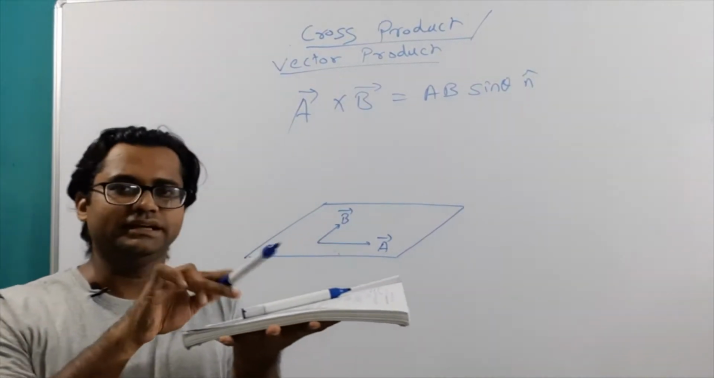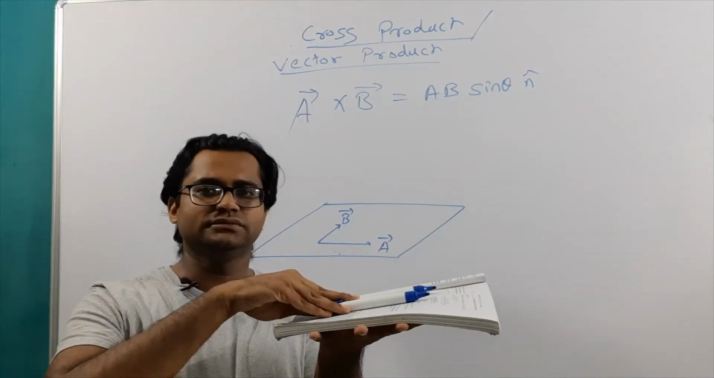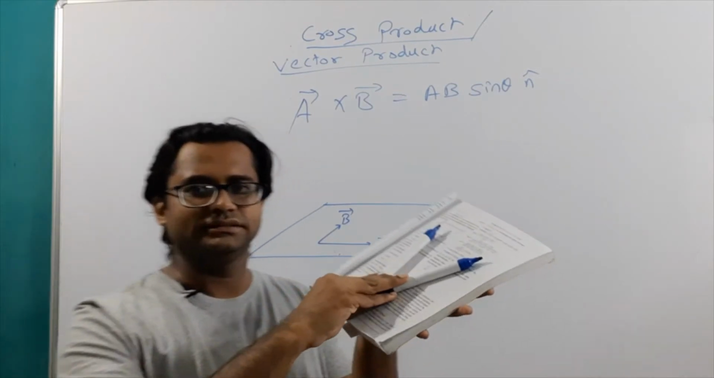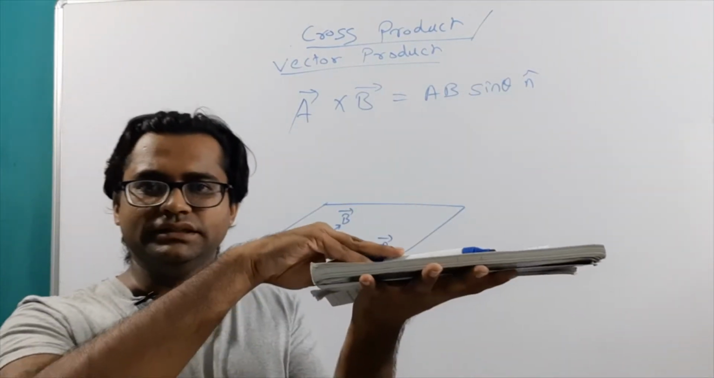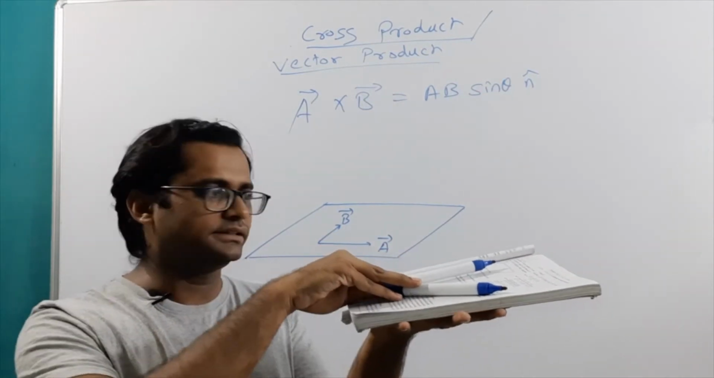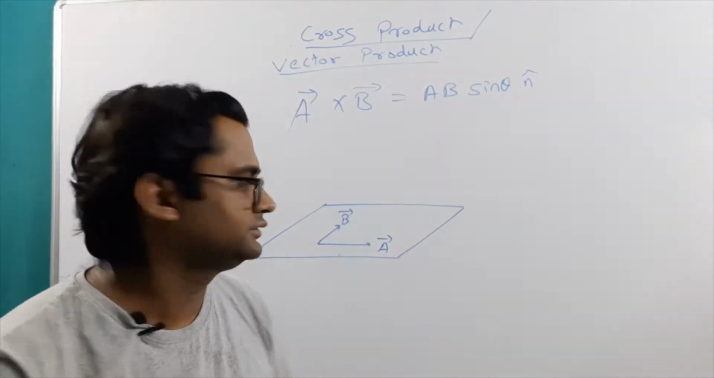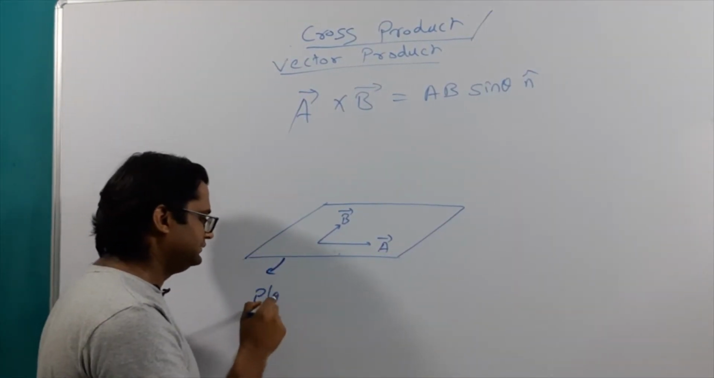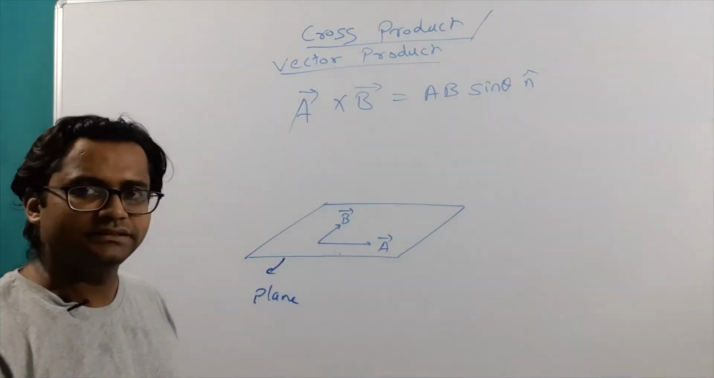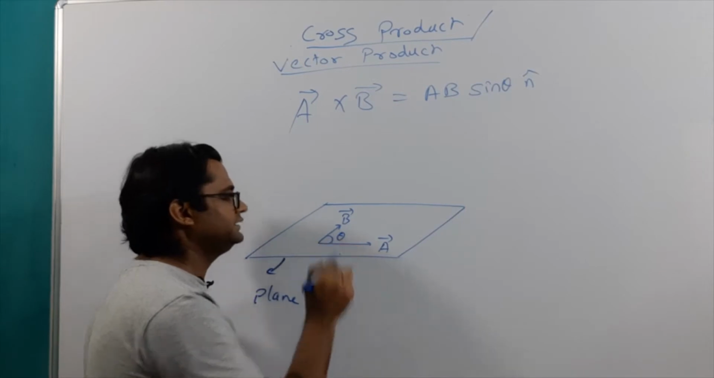So if they are at some angle like this, these two vectors will lie in a plane. If you look at this situation, it is like this. So this is my plane surface, and on that surface these are the two vectors, and the same situation is drawn here on board. So this part is a plane, and on this plane, this is my first vector A, this is my second vector B, and there is angle theta between these two vectors.